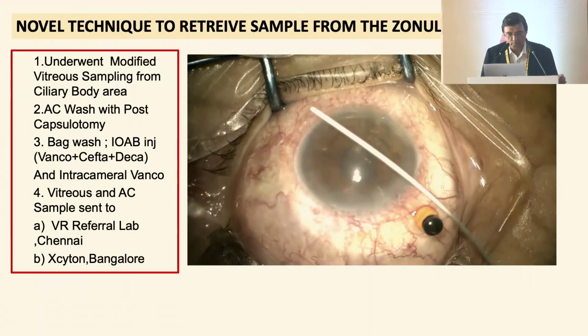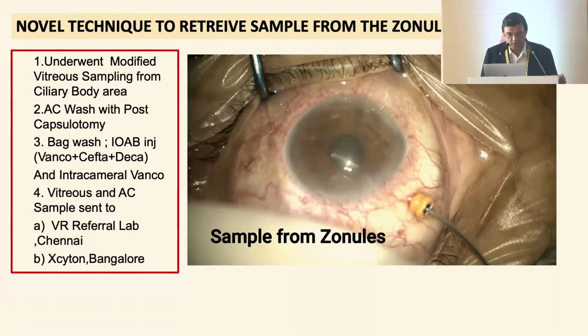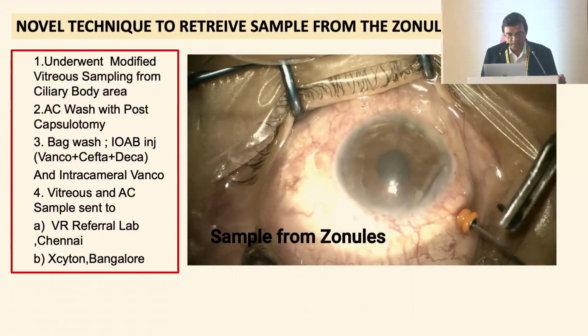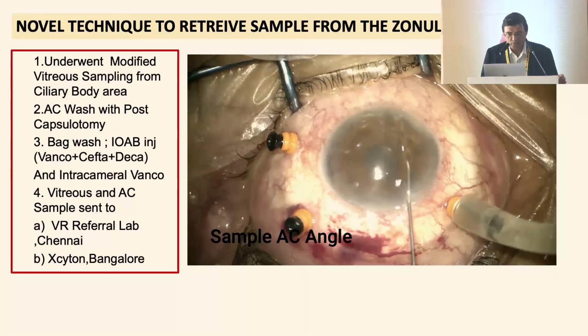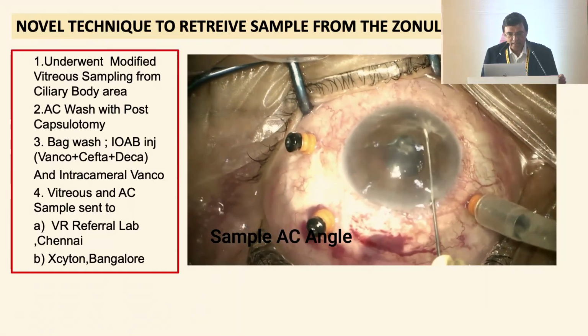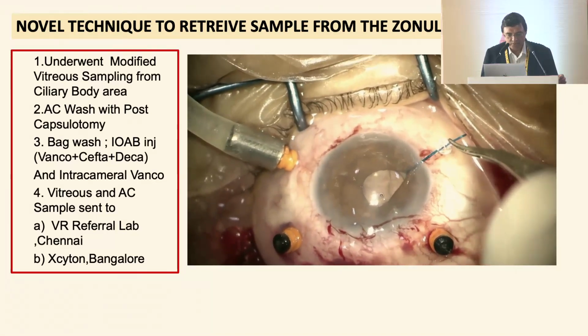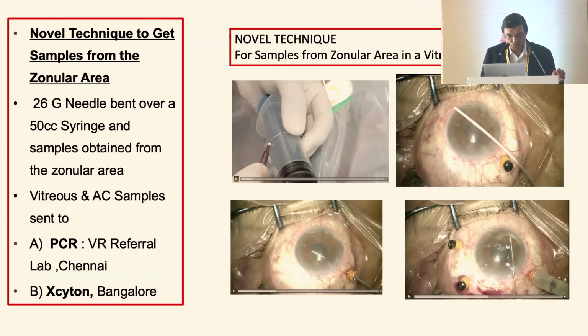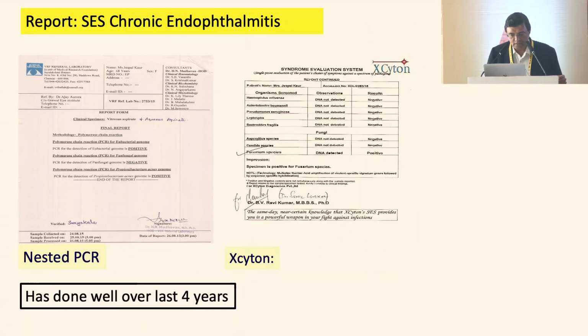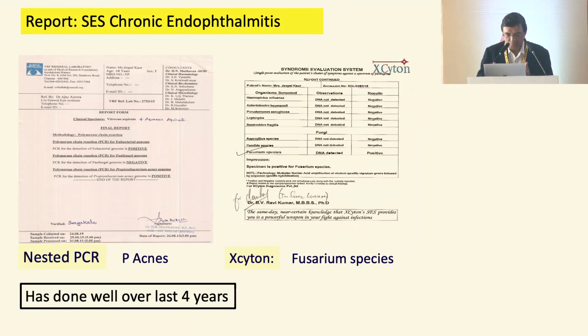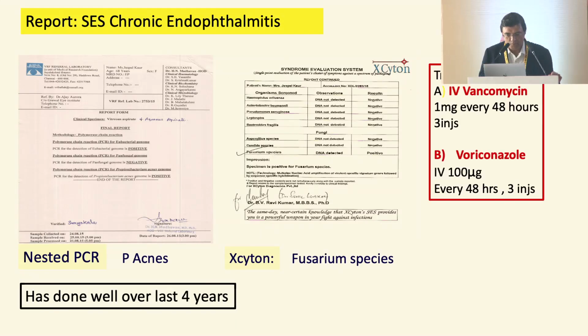I thought that there could be a way of getting samples from the zonules because she had undergone vitrectomy. So we modified a 26 gauge needle, and you will see here we took the samples from the angle and samples from the zonular area. This was then sent for PCR as well as Exciton, and this is just to show you the same thing. And the PCR was done at SN and Exciton was done in Bangalore, and we had P. acnes from the PCR, and Exciton shows Fusarium. So who was right, who was wrong, we didn't bother about it. We treated both.